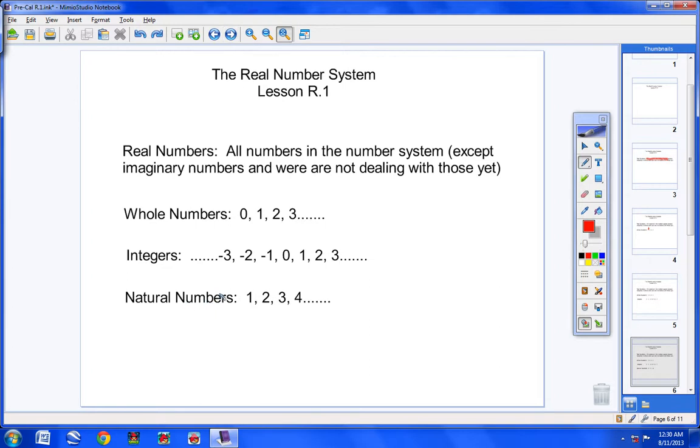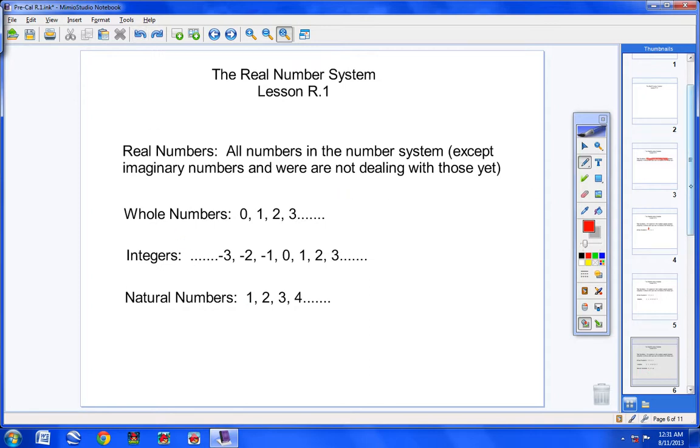Natural numbers. You need to know what mathematicians mean when they say natural numbers. Natural numbers start with the number 1. They start with the number 1 and they move to the right on the number line. 1, 2, 3, 4, 5, 6, 7, etc. Notice they do not include decimals. They do not include fractions. The natural numbers do not include 0, negative 1, negative 2, negative 3. So what we're doing is we're taking the real number system and we're breaking it down into different parts. There's one part called the whole numbers. There's one part called integers. There's one part called natural numbers. And that's what we're looking at today, these different definitions, okay?